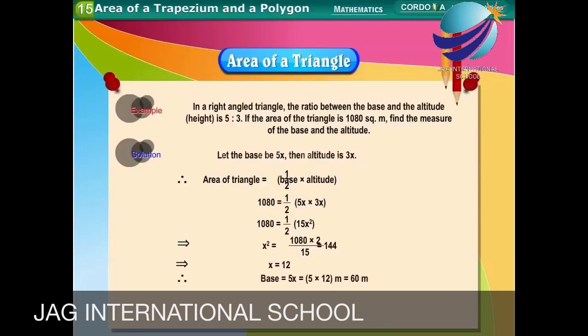Therefore, base is equal to 5x, which is equal to 5 into 12 meters, which is equal to 60 meters. Altitude is equal to 3x, which is equal to 3 into 12 meters, which is equal to 36 meters. The base and altitude of the right-angled triangle are 60 meters and 36 meters.